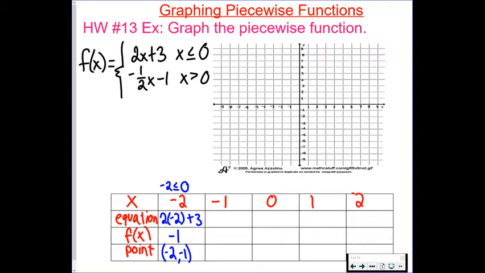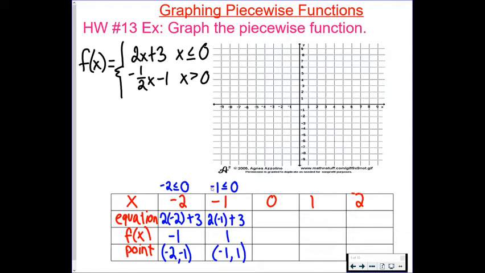Let's try negative 1. Negative 1, which interval does it fit into? Right, the top one again. Negative 1 is less than or equal to 0. So I'm going to put negative 1 into my 2x plus 3 and simplify. 2 times negative 1 is negative 2, plus 3 is positive 1. And then I put them together, negative 1, 1, as my ordered pair.